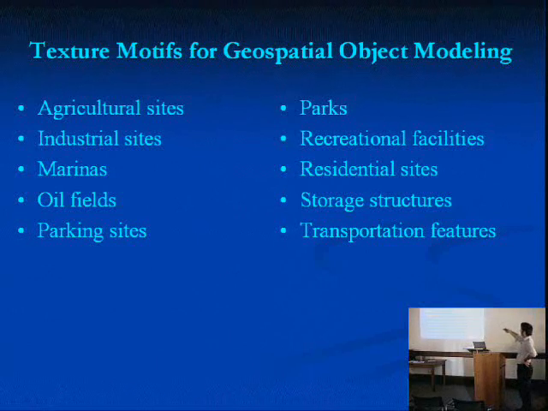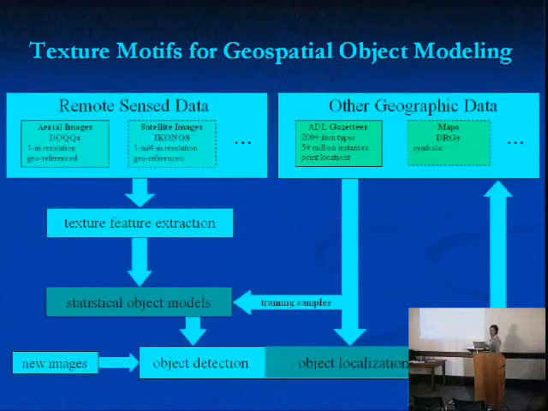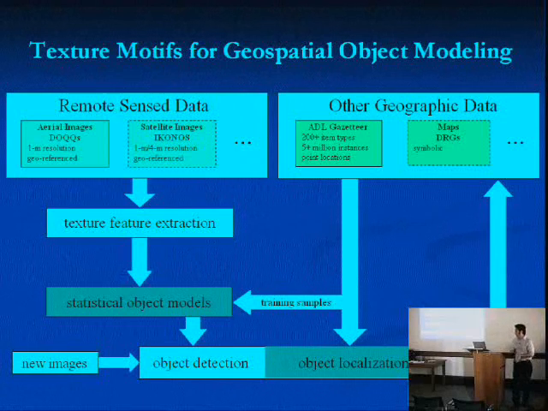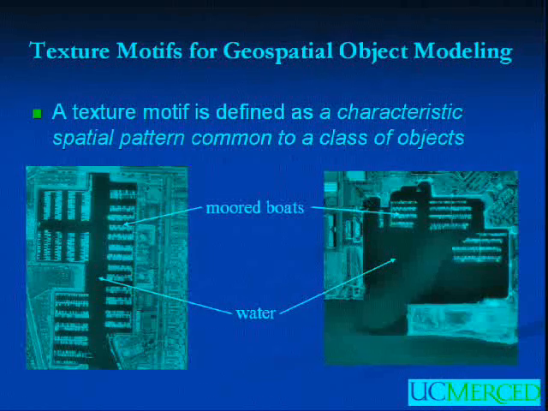Things like agricultural sites, fields, end up having fairly distinctive textures and so on. So how do we come up with a method for learning and modeling these types of objects, things that I'm calling geospatial objects? With this approach, we come up with something called texture motifs.